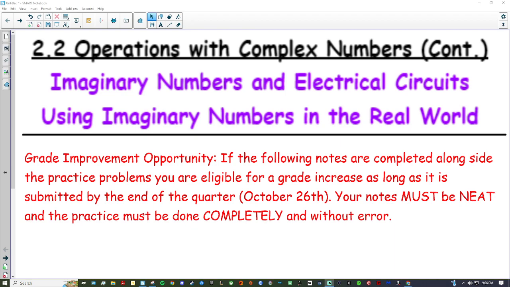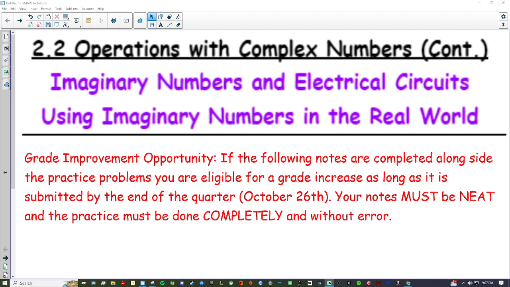Once all the notes are done completely and neatly, and the practice problems are done completely without error, we will put in points into your assessment category, which will overall help your grade by the end of the quarter. So here's another opportunity for that to happen. So let's go ahead and get on with it.